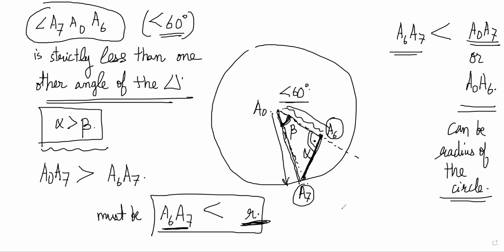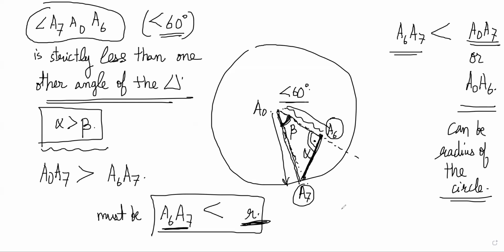Think about what steps we did. We had 8 points. We said that only 1 point can be the center. So at least 7 or more points will be distributed on or inside the circle. And since there are 7 points, and you can divide the circle into 6 sectors of 60 degrees, 2 of these points lie in the same sector. So the angle between A0, A6 and A0, A7 will be less than 60 degrees.